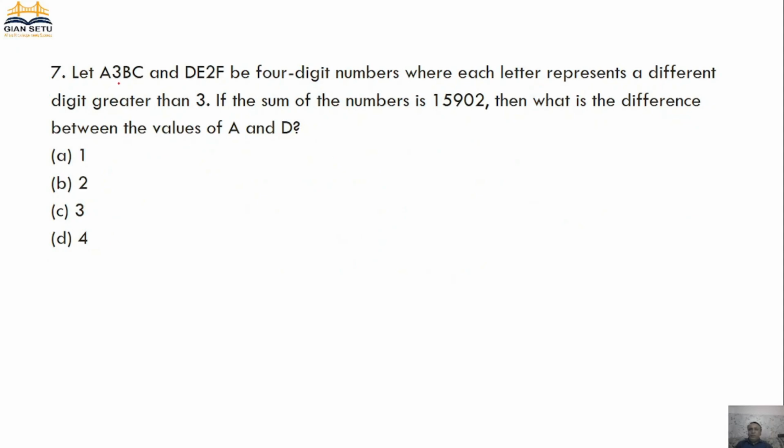We are given two 4 digit numbers. Let A3, B, C and D, E, 2F be 4 digit numbers where each letter represents a different digit greater than 3. If the sum of the numbers is 15902, then what is the difference between the values of A and D? Okay, first of all, let's write these numbers in the form of a sum. That is A3BC and DE2F. If we add both these numbers, then the sum is 15902.